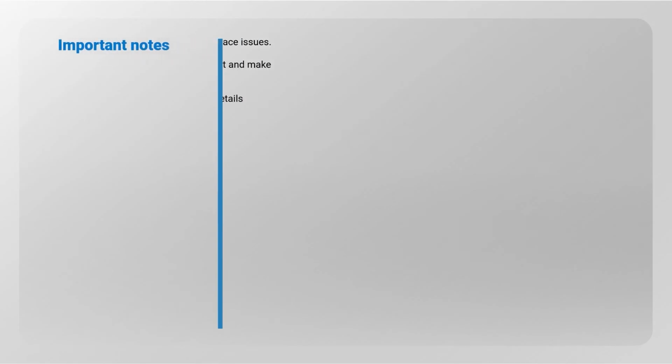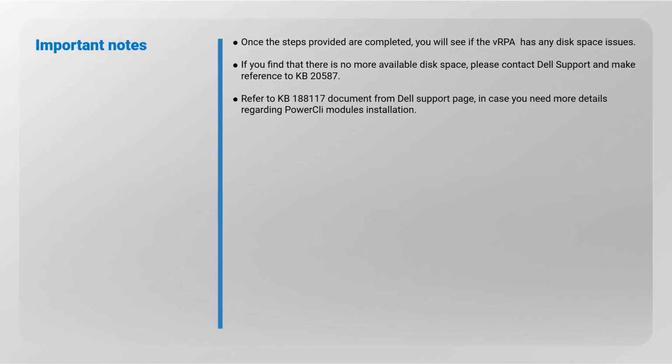Important notes. Once the steps provided are completed, you will see if the VRPA has any disk space issues. If you find that there is no more available disk space, please contact Dell support and make reference to KB20587. Refer to KB188117 document from Dell support page, in case you need more details regarding Power CLI modules installation.